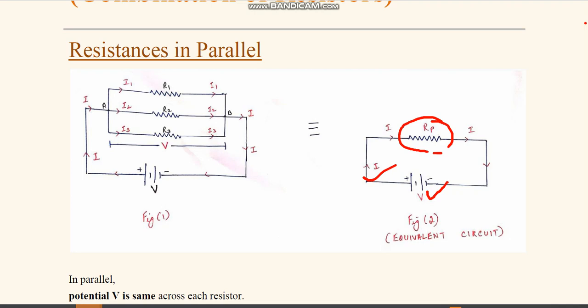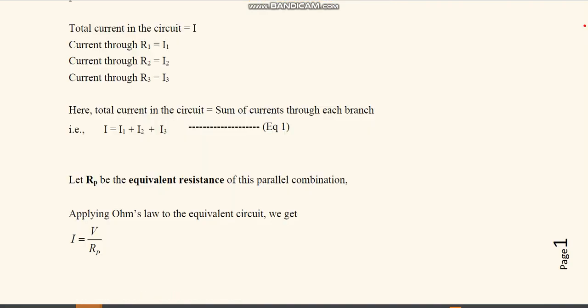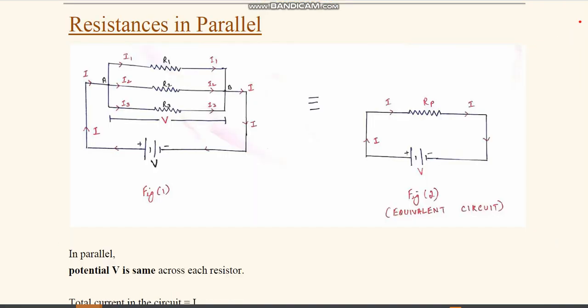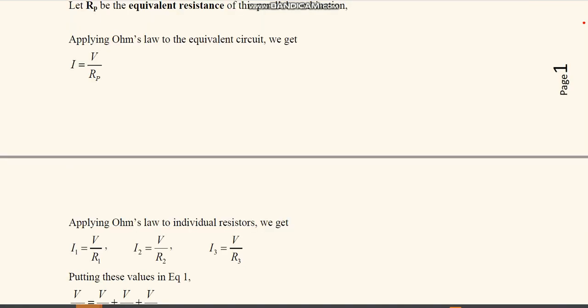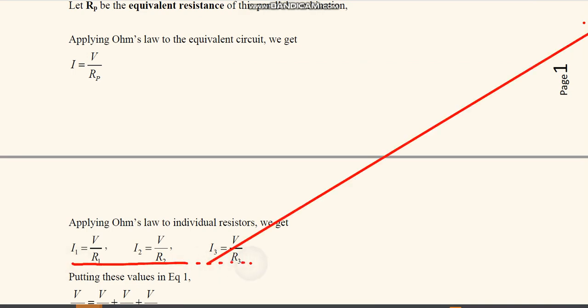On applying Ohm's law to figure 2, what we get? We get I is equal to V upon Rp, that is this equation. And on applying Ohm's law to individual resistors R1, R2 and R3, what we will get? On applying Ohm's law through R1, we will get I1 is equal to V upon R1. On applying Ohm's law to R2, you will get I2 is equal to V upon R2. And then I3 is equal to V upon R3. That is, you will get these three equations.